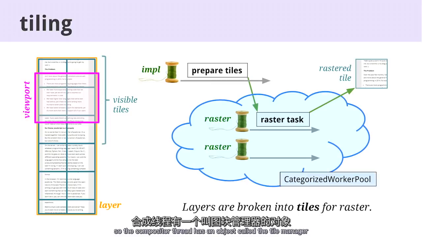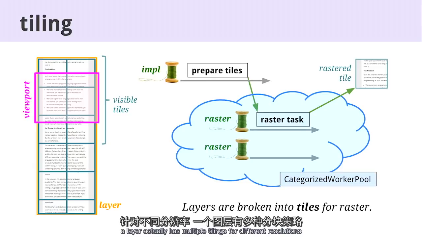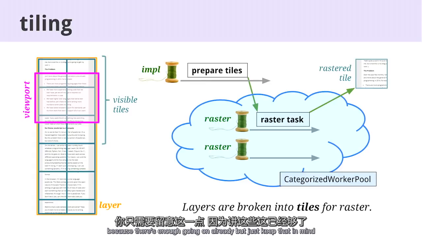So the compositor thread has an object called the tile manager, which creates the tiles and schedules raster tasks on that worker pool, prioritized based on their distance from the viewport, and each raster task produces a bitmap for a particular tile. By the way, a layer actually has multiple tilings for different resolutions, which this slide doesn't show because there's enough going on already, but just keep that in mind.